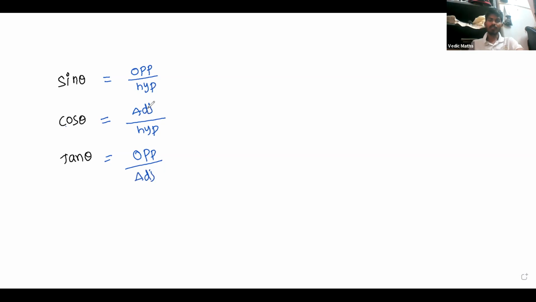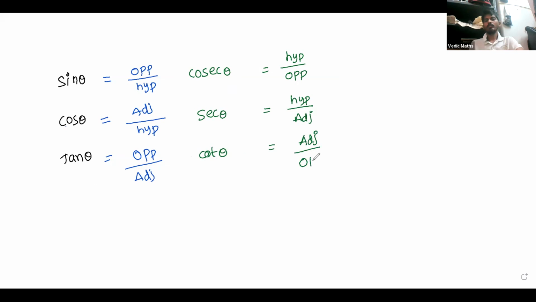Here I mentioned one point: if you combine these two ratios, make a note of it, because it is very important and we will use it later. The opposite of sine will be cosecant, that is hypotenuse by opposite. The opposite of cos will be secant, or sec, hypotenuse by adjacent. And this will be cotangent, cot theta, that is adjacent by opposite. So these six ratios are what we play with in trigonometry.